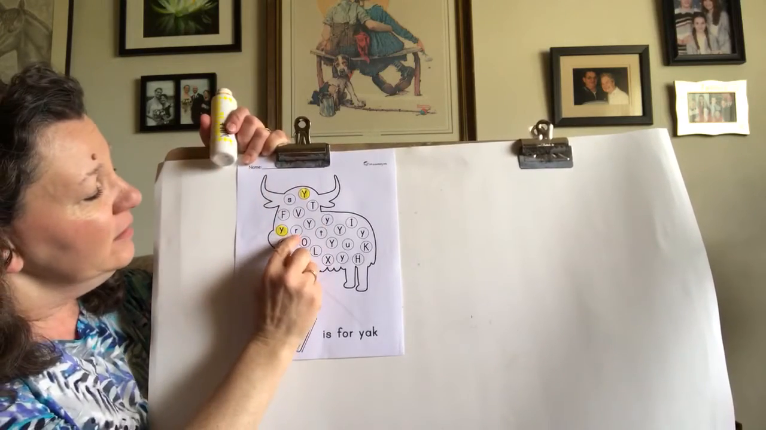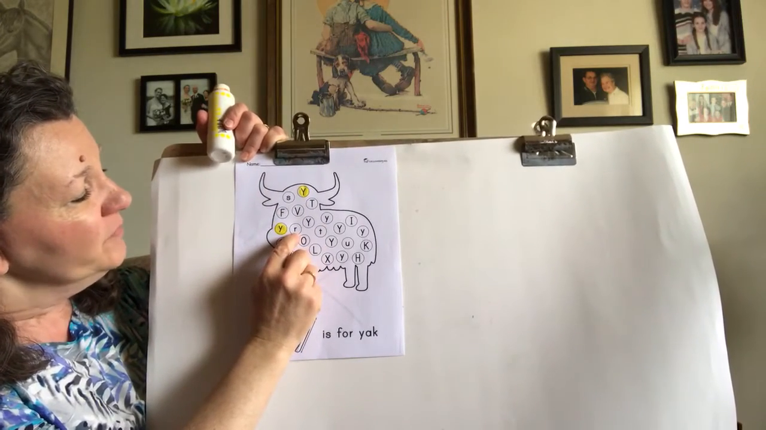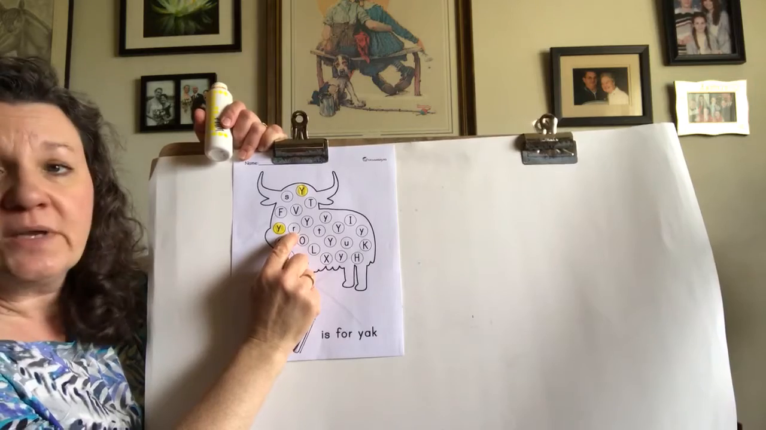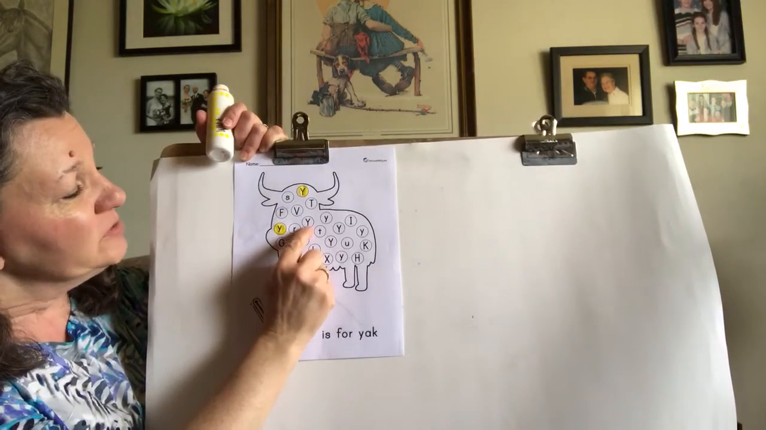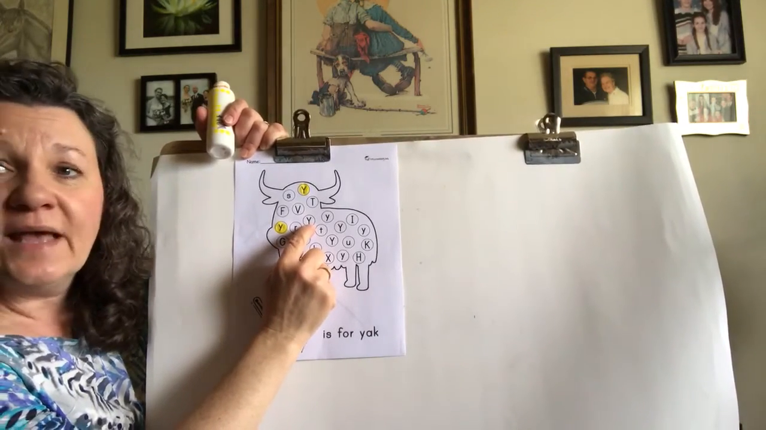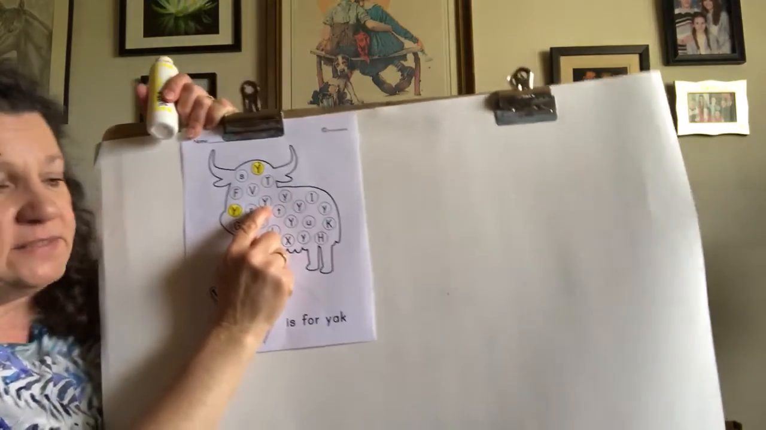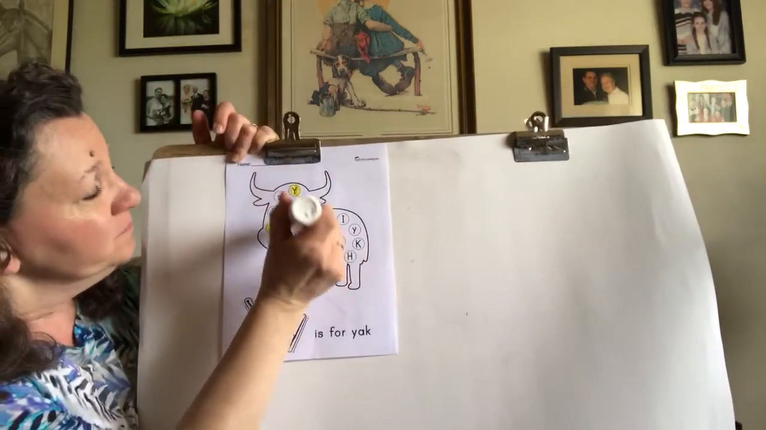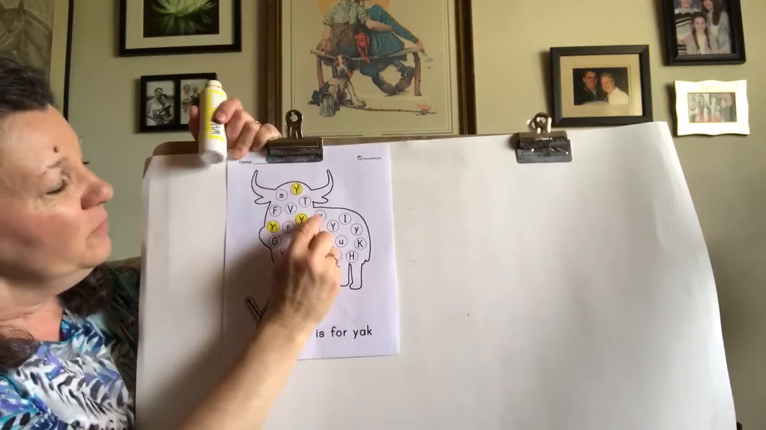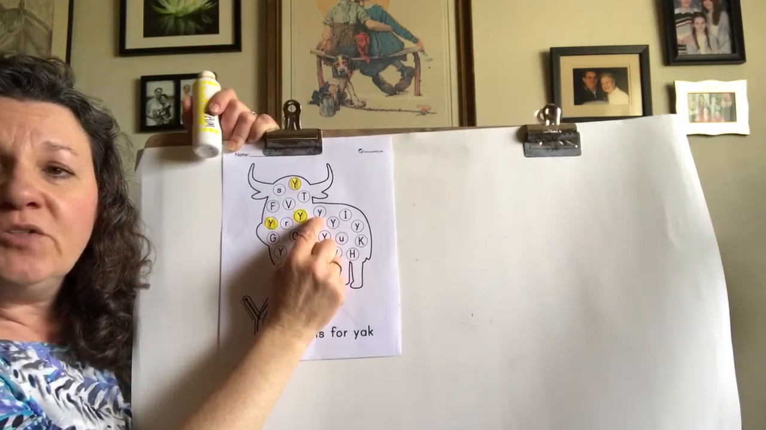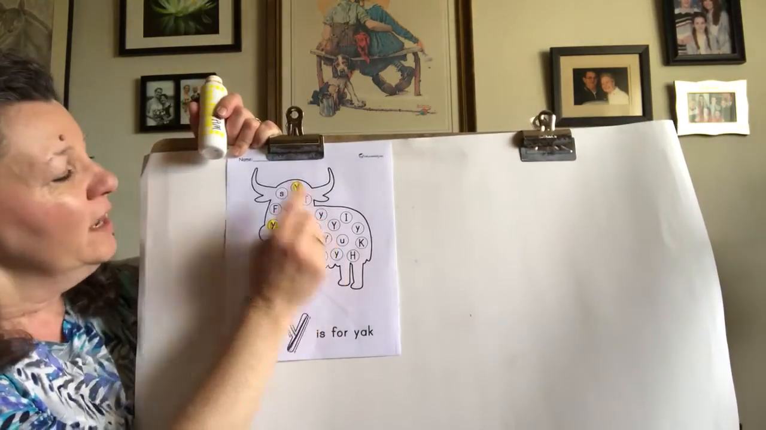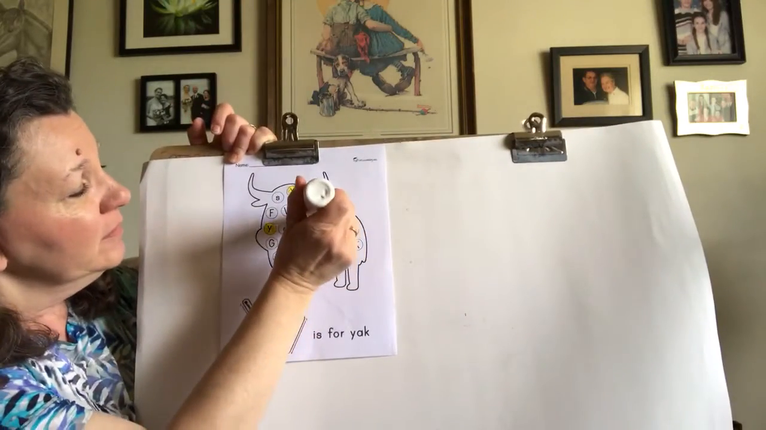And let's look again. Remember that letter? That's the letter R. That's our lowercase r. What about this one? Yes, that's a capital Y. Okay, that's the capital Y. Let's put a spot on there. And what about this one? That's another Y. That's the lowercase y. Okay, put a mark on there.